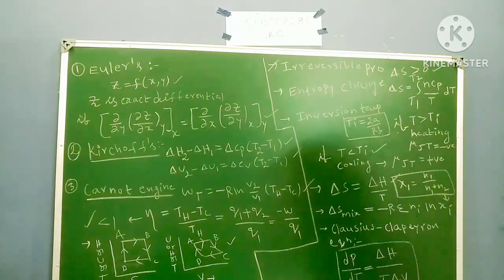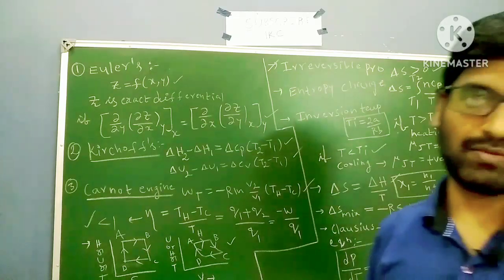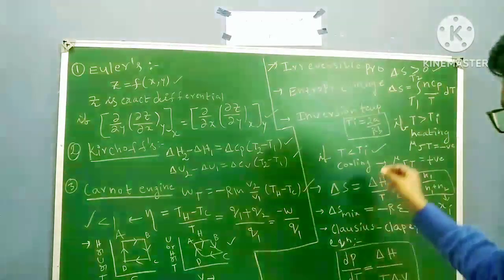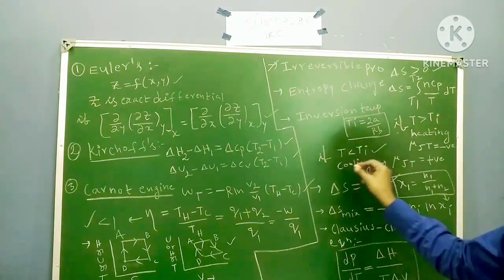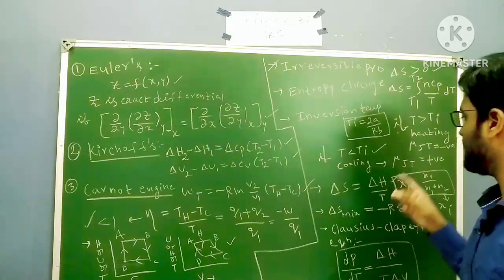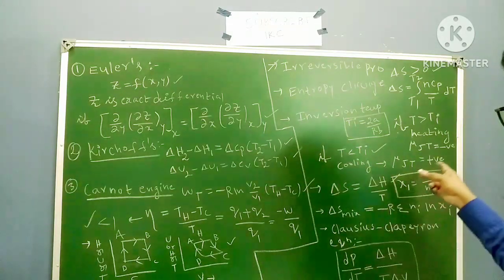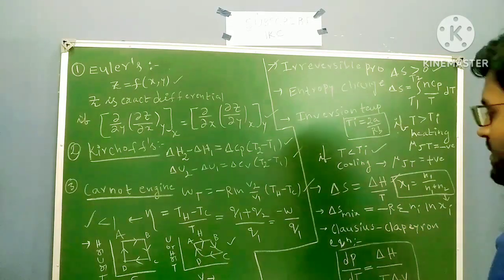In that case, the Joule-Thomson coefficient mu JT is negative, that is mu is less than 0. If the experimental temperature is less than the inversion temperature, then cooling takes place. In that case, the Joule-Thomson coefficient is positive, that means mu is greater than 0.